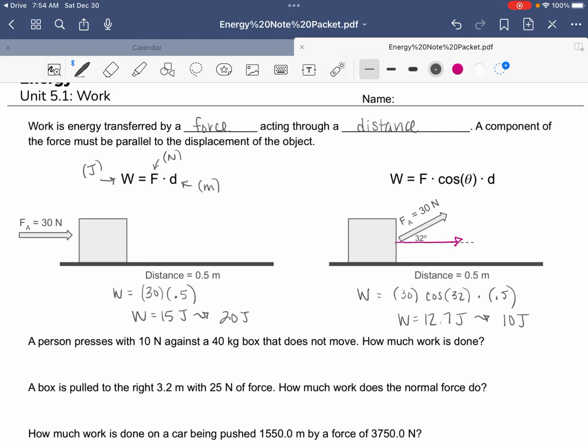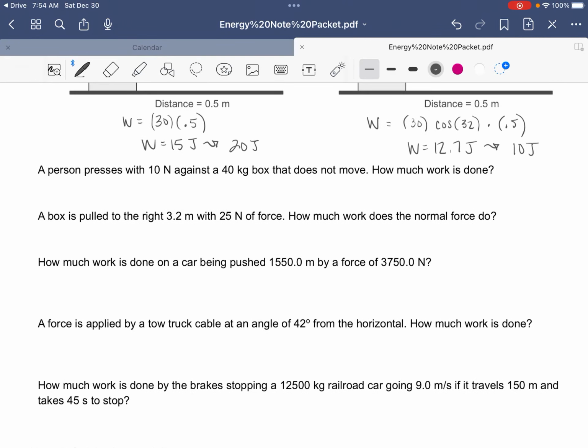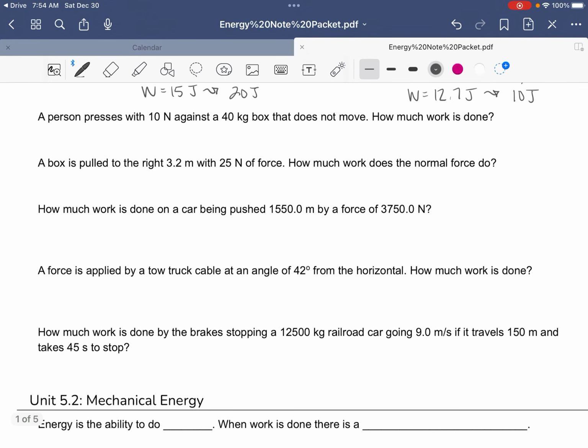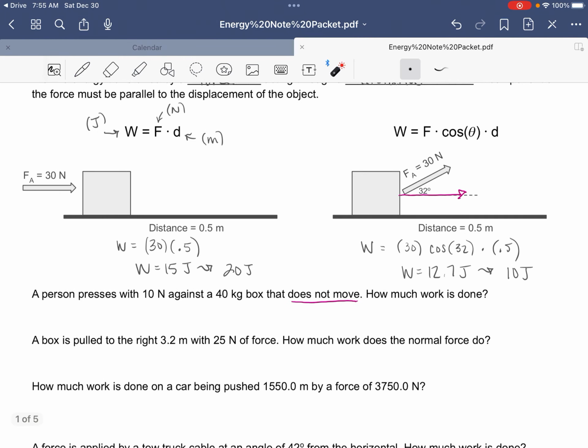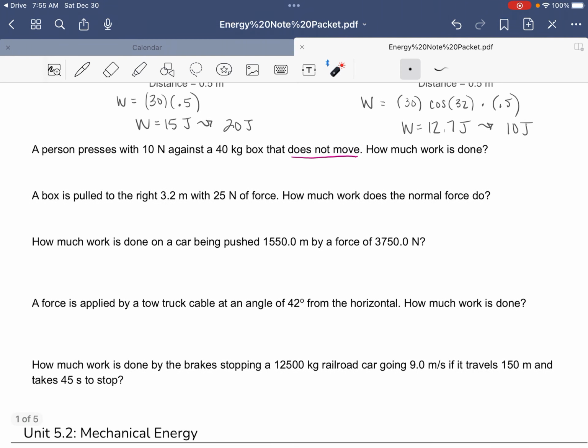For our next example, a person presses with 10 newtons against a 40 kilogram box that does not move. How much work is being done? The key thing here is that the box does not move. Recall that in order for work to have been done, the object needs to travel some distance. Because there was no distance, there's going to be 0 joules of work being done in this instance.